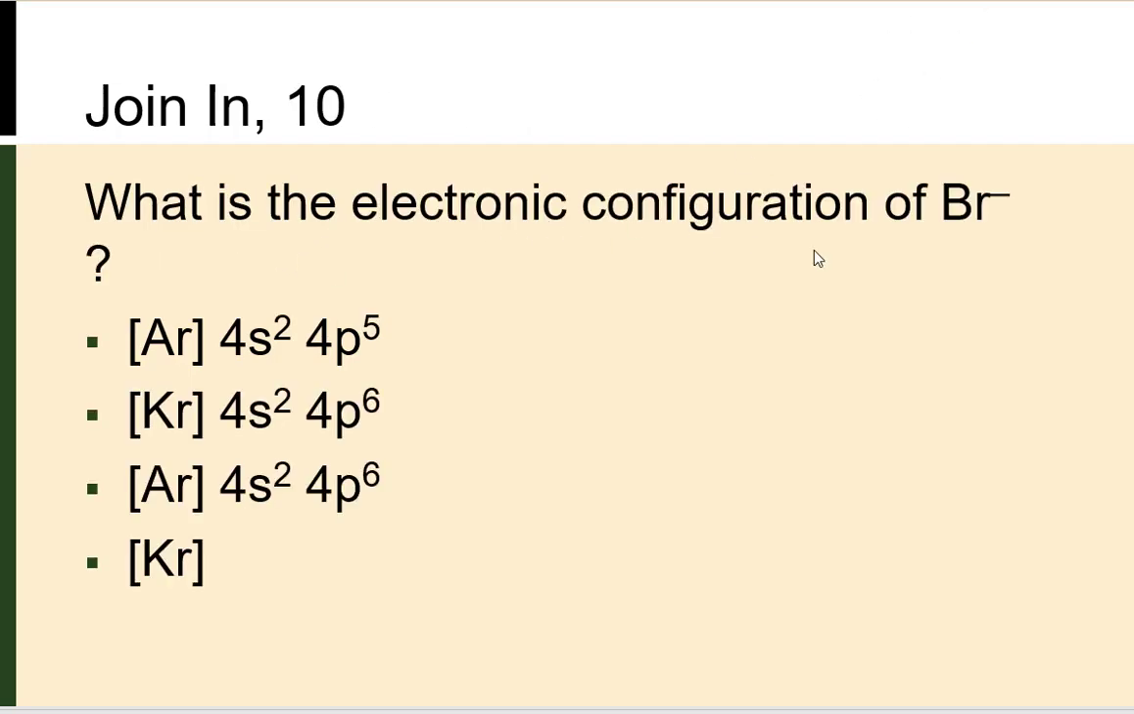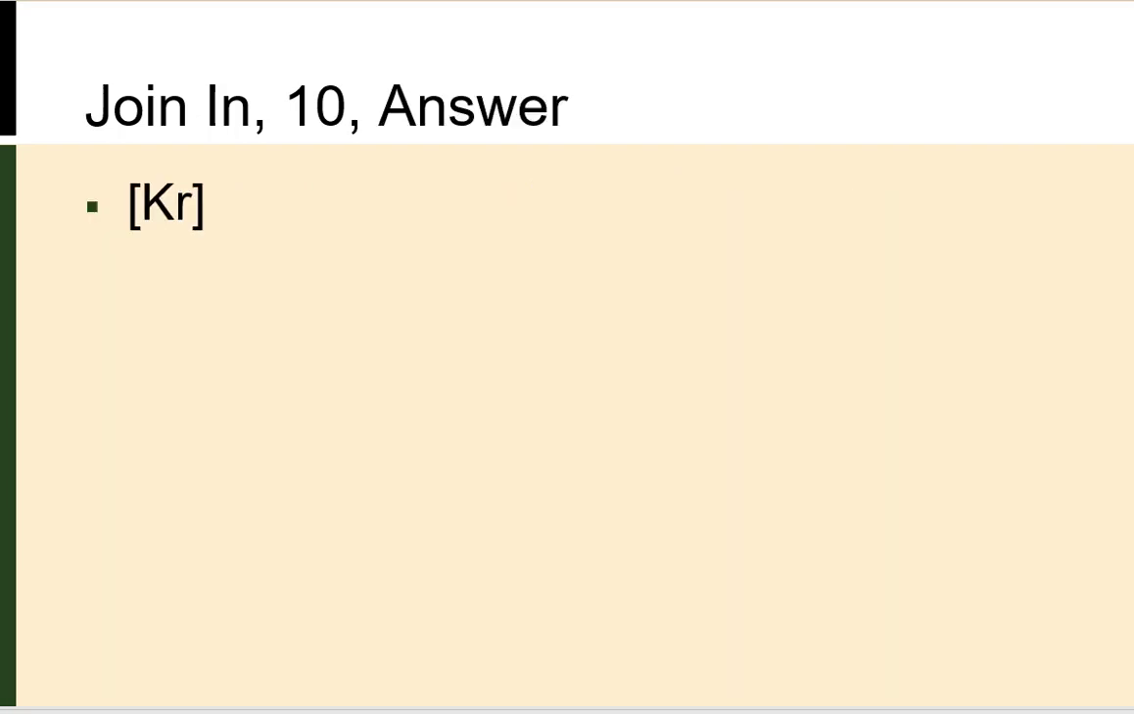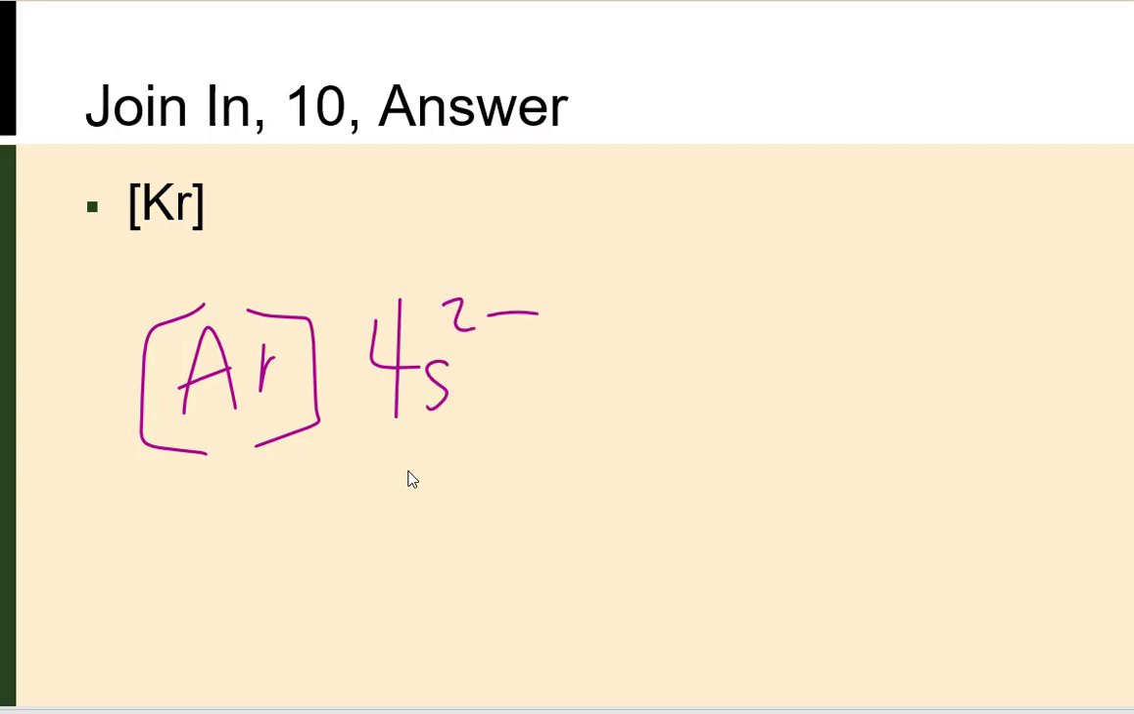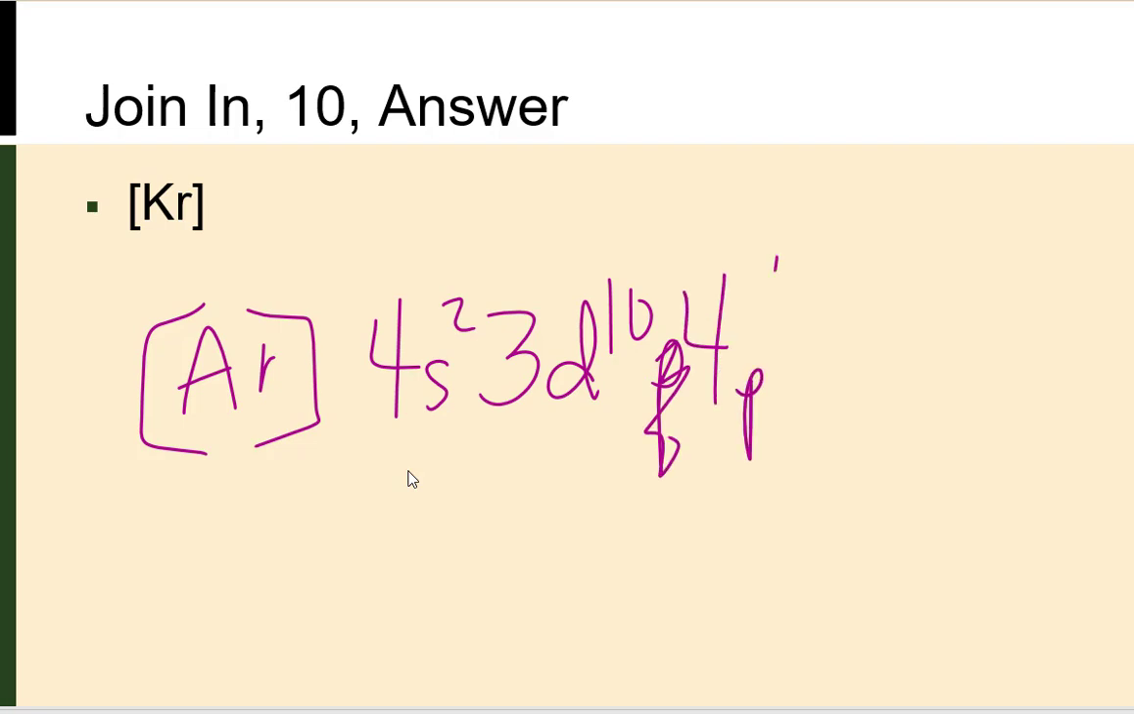How about what's the electronic configuration of bromide? Pause. And yes, bromide wants to become like krypton. We could also write it argon, and then 4s2, 3d10, 4p6.